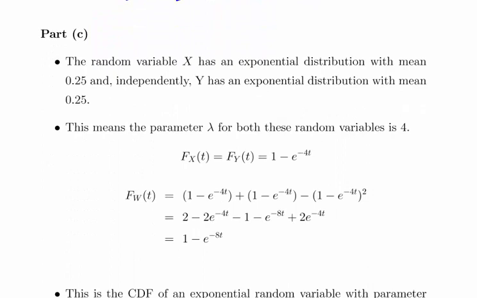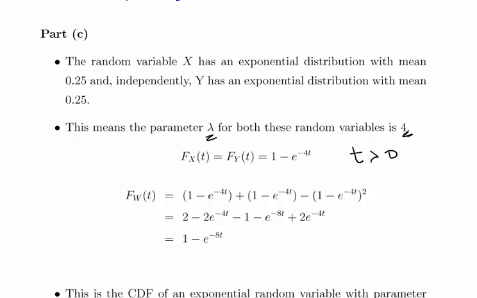Now, finally, the random variable x has an exponential distribution with mean of 0.25, and separately and independently y has the same distribution. Okay, so essentially I'm digressing a little bit. X and y should be greater than t greater than 0 there and all that. Okay, so the rate parameter in both cases is 4.